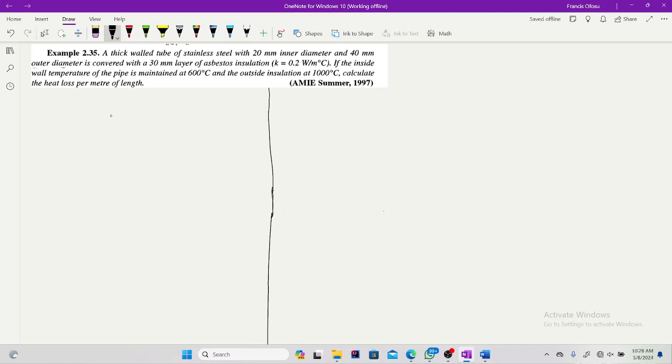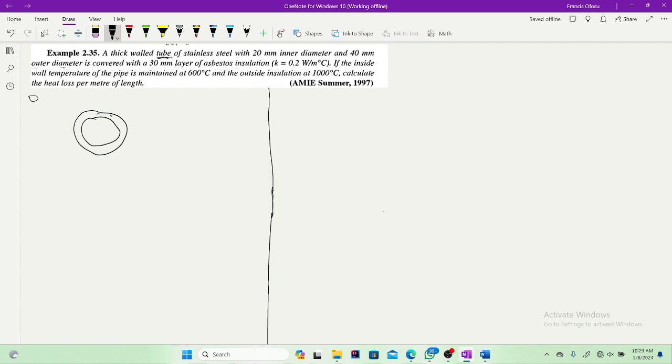So we have a question which says thick wall tube. The moment we see a tube, it means we are referring to cylindrical tubes, right? So cylindrical geometry of heat transfer. Tube of stainless steel with 20. So the tube alone gives us an inner and then an outer, right?